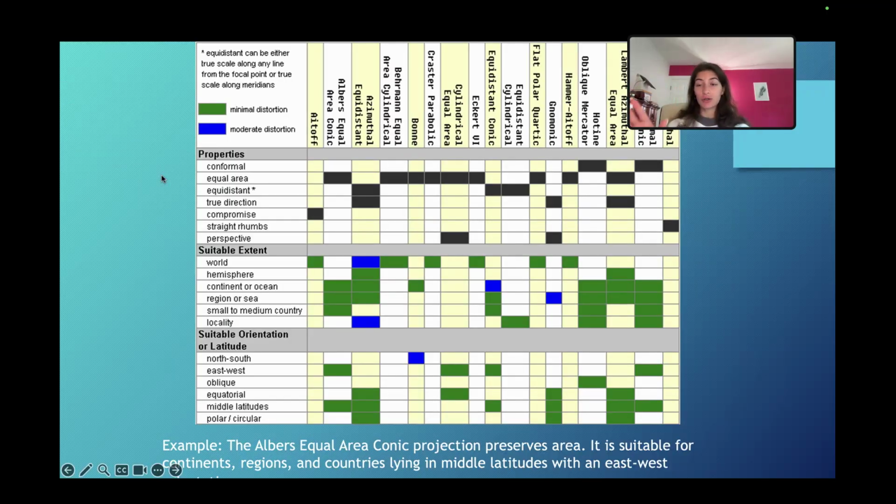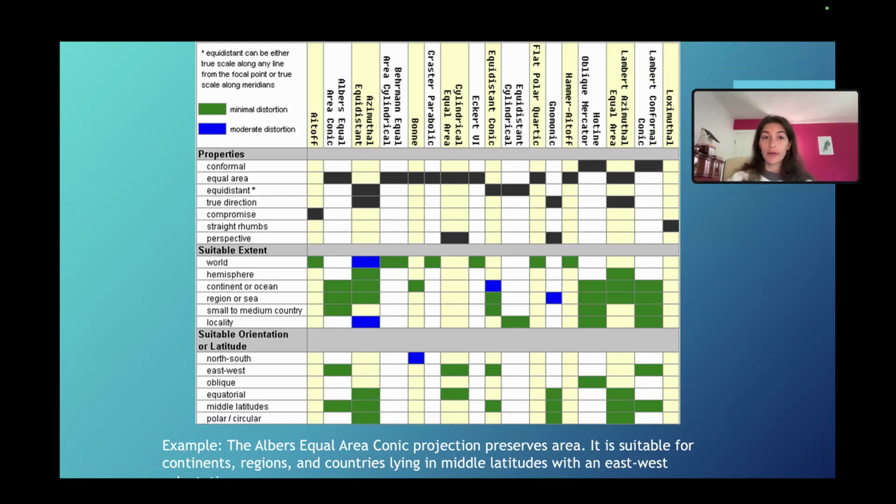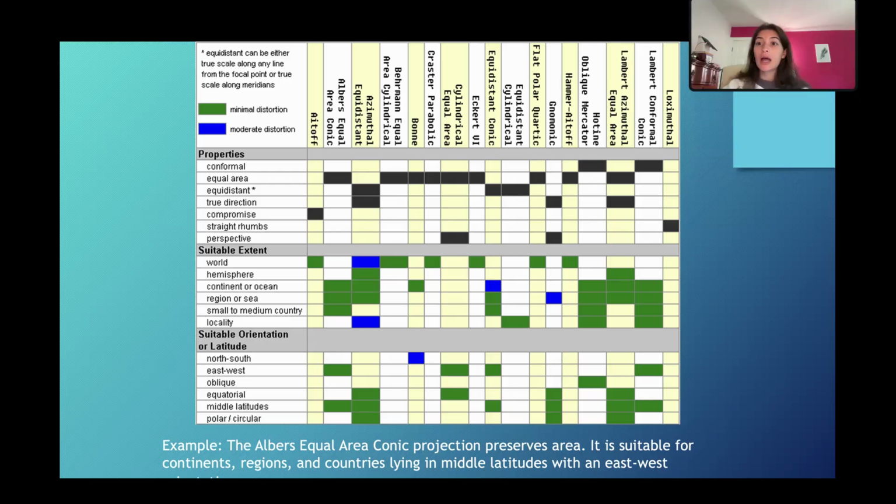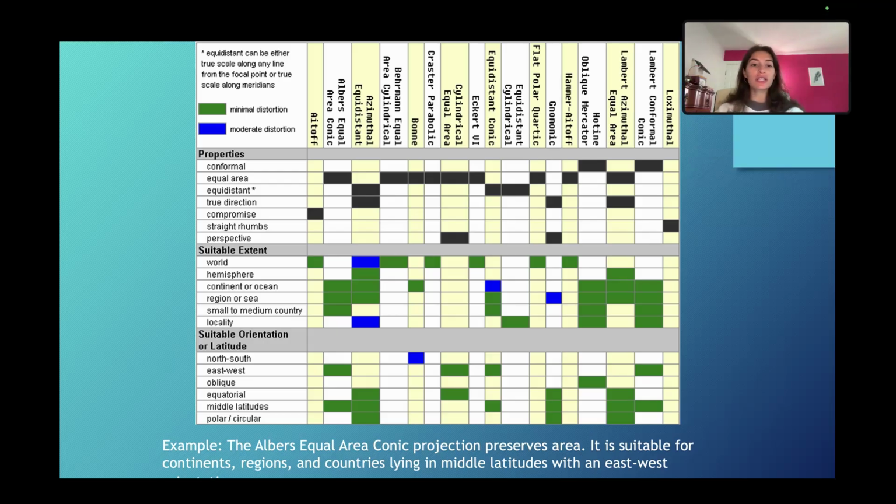This I'll let you come back to if you ever want to look at it. I would suggest maybe screenshotting it. I'm not sure where my face shows up for you guys on these slides, but I'll move myself temporarily. So screenshot this. It's just a nice thing to know of where there is minimal and moderate distortion between different things. Let's say the second one is Albers equal area conic. It'll tell you what the properties are, what the suitable extents are, what the suitable orientation and latitude is for all these different projections and what they can provide for you.